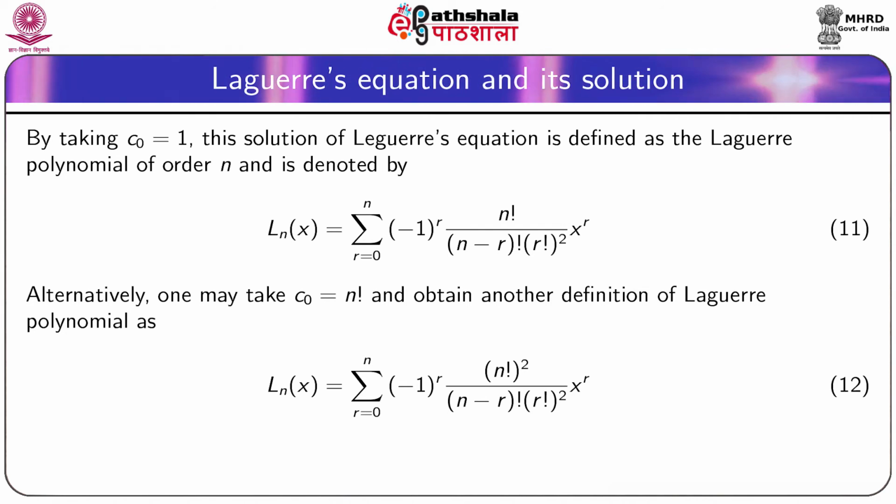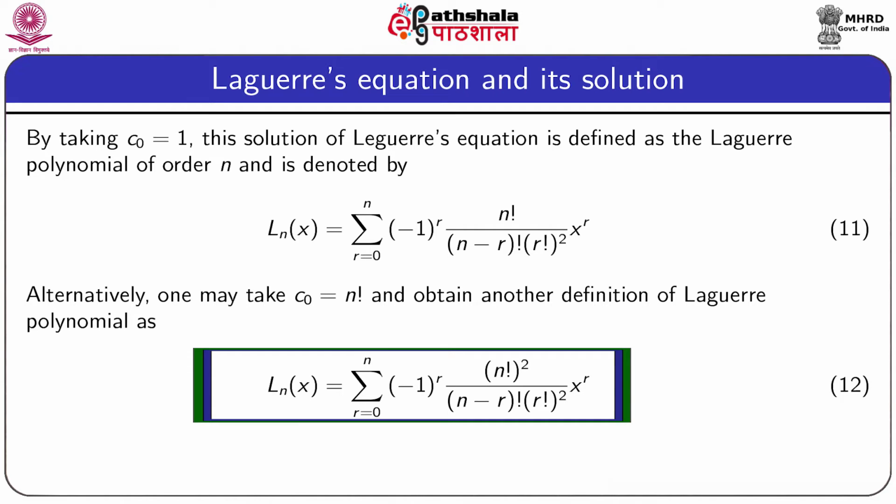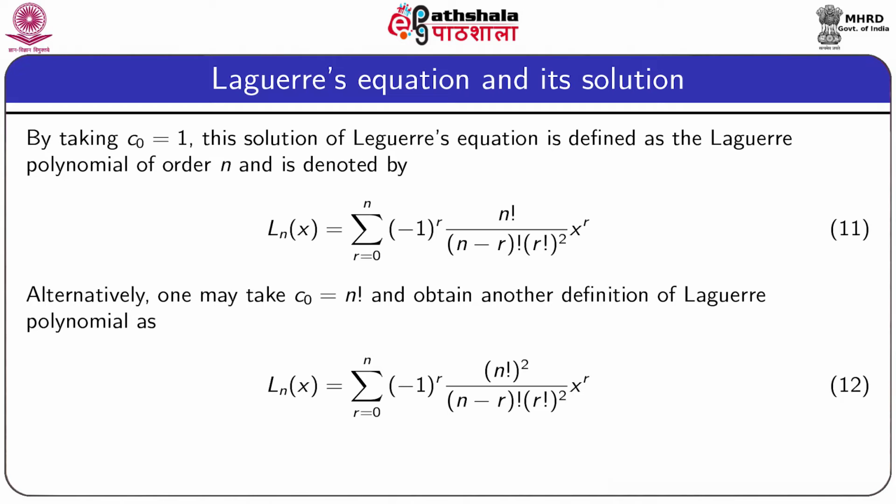Alternatively, one may take C0 equal to n factorial and obtain another definition of Laguerre polynomial as Ln(x) is equal to summation r equal to 0 to n minus 1 whole to the power r (n factorial) square divided by (n minus r factorial) square x to the power r. However, throughout our discussion, we will take the definition of the Laguerre's polynomial given by equation number 11, where we have taken C0 equal to 1.